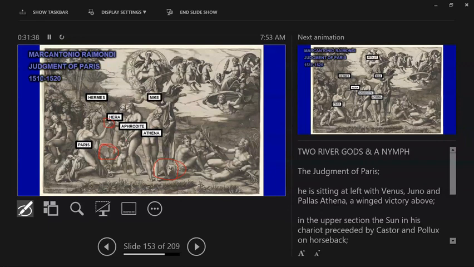Up above, we have Nike. She has a wreath crowning Aphrodite, the victor of the contest. She is the most beautiful of the three, according to Paris. Up above, we have Apollo riding his sun chariot across the sky. In front of him, we have Castor and Pollux, who later on become Gemini, the constellation up in the sky. We have Zeus and Diana next to him. Also is Ganymede.